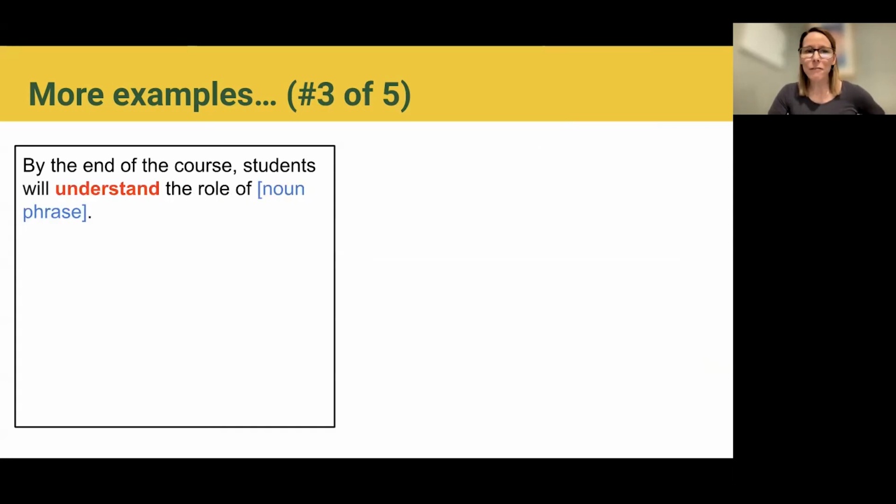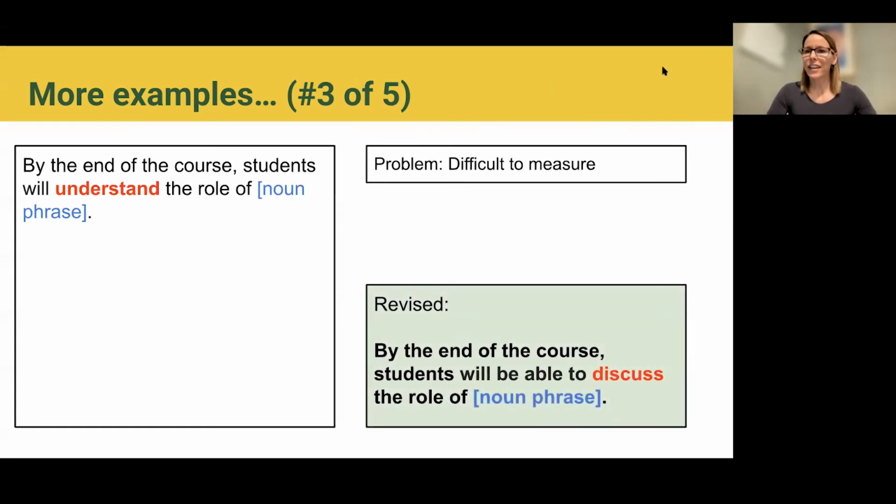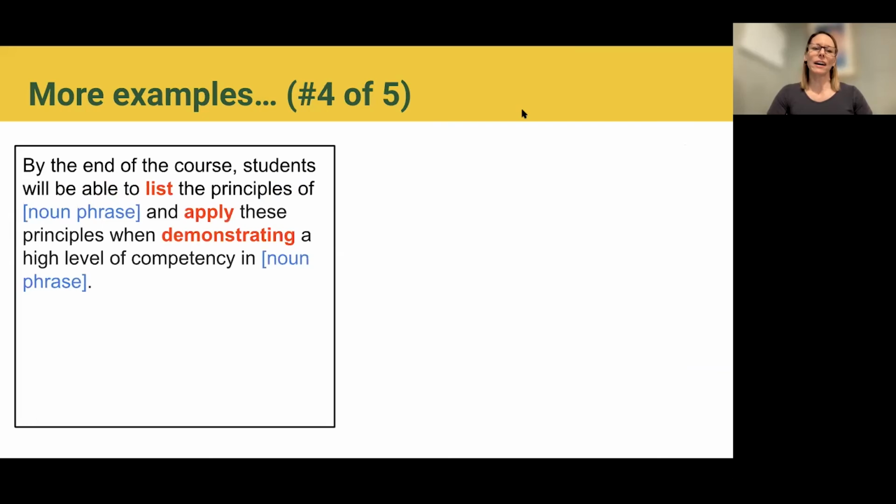Example 3 of 5, I've just used the word understand here. By the end of the course, students will understand something. Hard to measure. Can you change it? Are they discussing, explaining, identifying, listing, recalling? Well, you can go back to that Bloom's taxonomy for something more specific on understand.